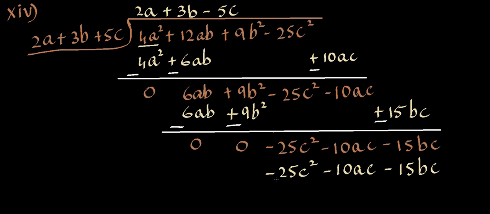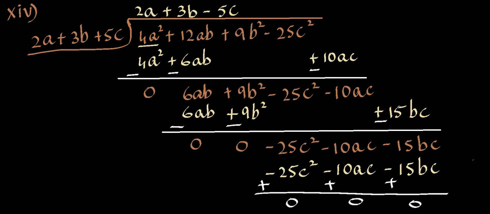Change of signs for subtraction. All these signs fit perfectly, all the terms fit perfectly. Now what do I have here? Minus 25 plus 25, 0. Minus 10 AC plus 10 AC, 0. Minus 15 BC plus 15 BC, 0. My sum is done. Children, I hope you are understanding this division.